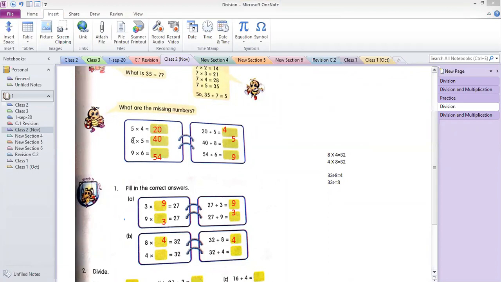Same here. 8 multiplied by 5 equals 40, and you know that multiplication is the opposite of division. How many times do you read the table of 8 to get 40? 5 times. So 40 divided by 8 will also be equal to 5. In that way we have solved it.